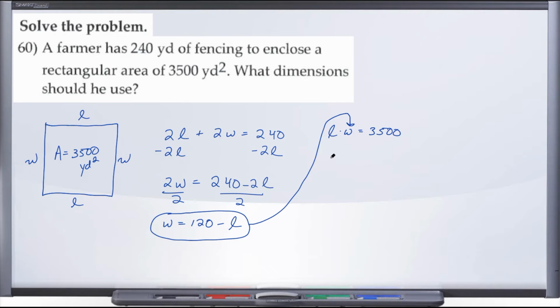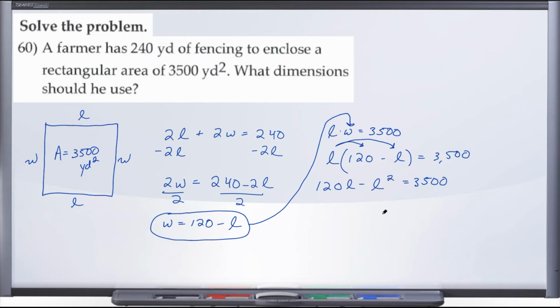And now we'll rewrite this equation. We have L, and now we're replacing the W with its value. So L times 120 minus L equals 3,500. Let's go ahead and distribute our L through. So we have L times 120, that gives us 120L, minus L times L, which is L squared, equals 3,500. Well, we've got ourselves a quadratic equation again, don't we?